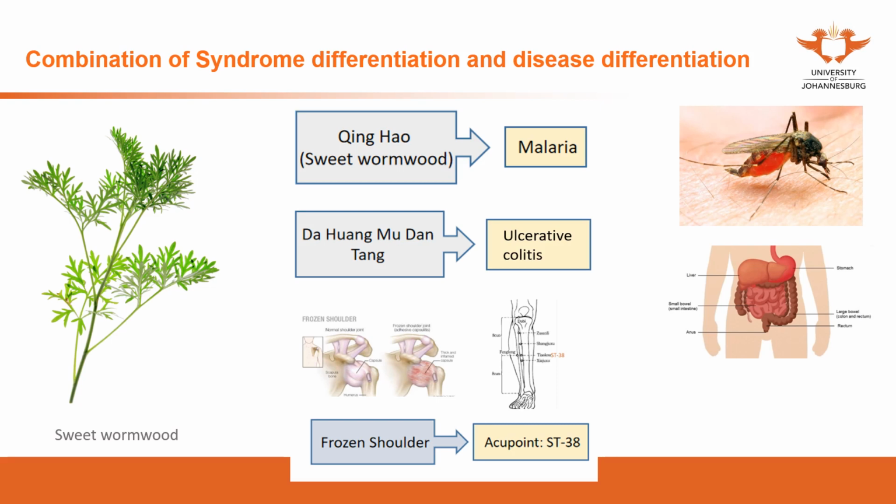Or for frozen shoulder, we use the acupuncture point stomach 38. We don't care what kind of symptoms. We don't care what's the tongue color, what's the tongue coating. We use stomach 38 for frozen shoulder. The treatments according to the diseases. So although in Chinese medicine and in acupuncture, we focus more on the symptom differentiation, the treatments are more based on the symptoms.